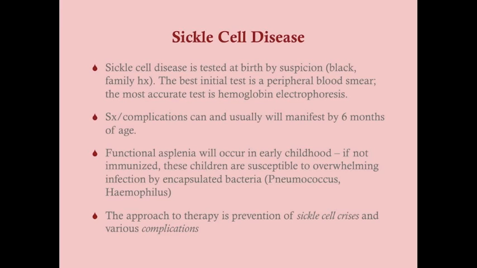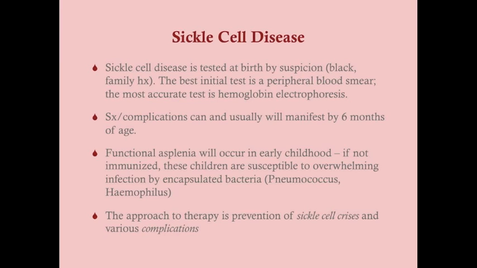Okay, so sickle cell disease is tested at birth by suspicion. Generally, the rule of thumb is if there's a family history or if it's a Black child, I would test either of those. But usually patients who have a family history, again, tend to be Black. So those are the children that you should test at birth. And certainly testing at birth will help you establish a diagnosis, but it doesn't necessarily diagnose it all the time.